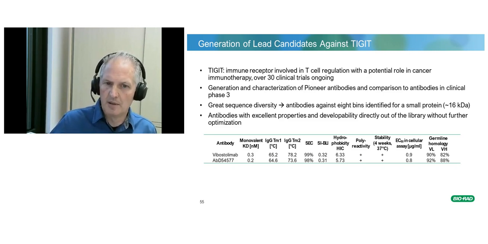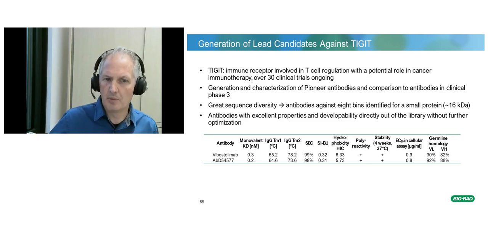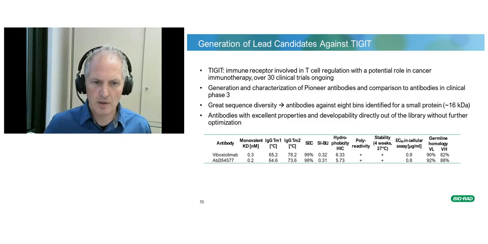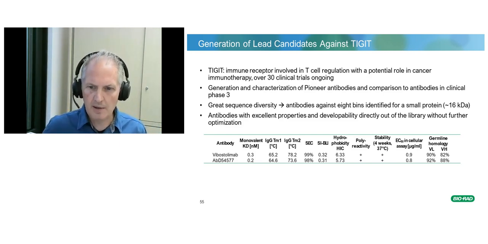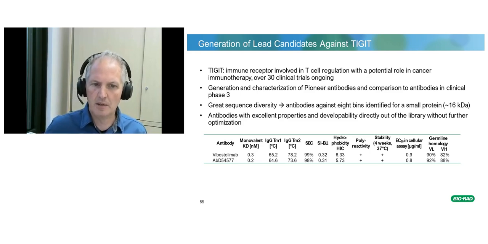We tested these in a functional cellular assay and they had similar properties as the antibodies in the clinic, and a very high germline homology. Actually, all our antibodies were better than vibostolimab, which is a phase 3 candidate. So this basically shows that we have excellent properties of our antibodies right out of the library, and we expect that it helps saving a lot of the time which is currently needed for these optimization rounds.